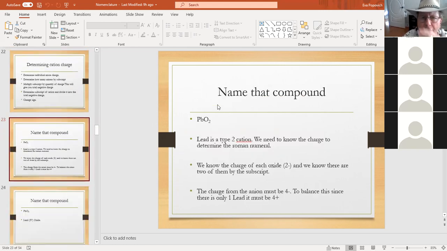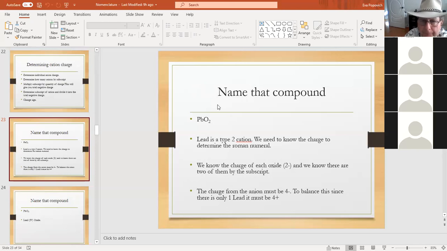Let's look at this compound. Rebecca, is the first element a metal? Hold on, I just lost my periodic table. Dear God, never lose your periodic table. I'm taking mine to my coffin. It is. Is it a type 1 or a type 2 metal?